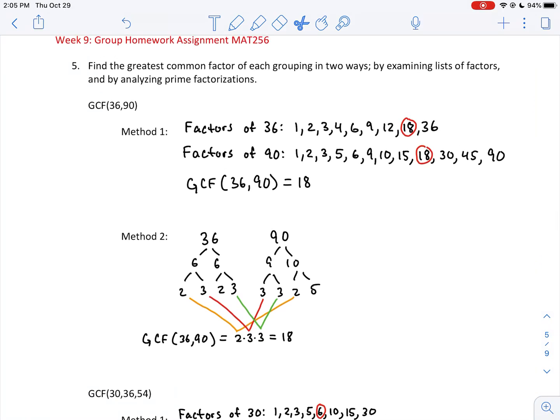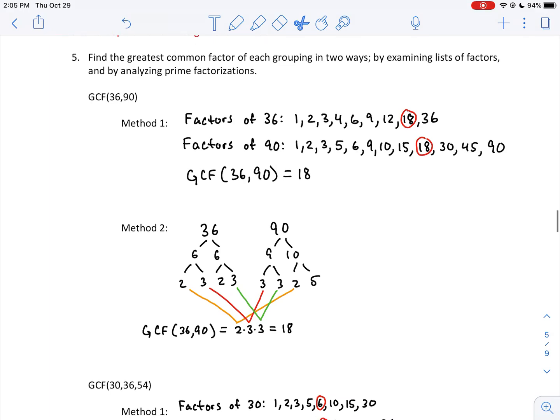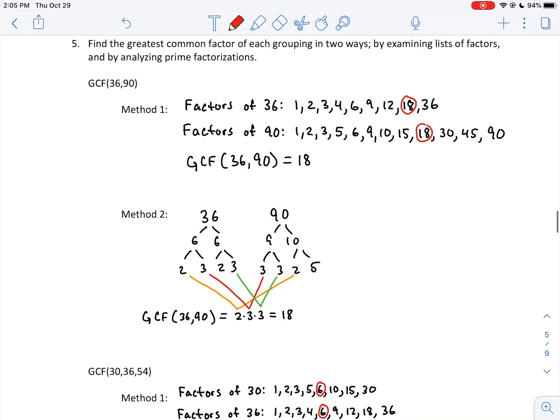Number 5, the first method is pretty straightforward. I just listed all the factors of the 2 numbers, and the largest one of them that was in both lists was 18.